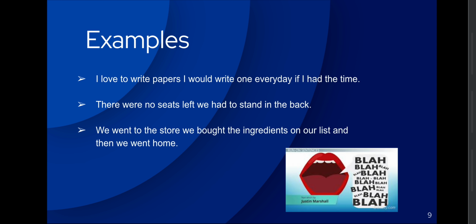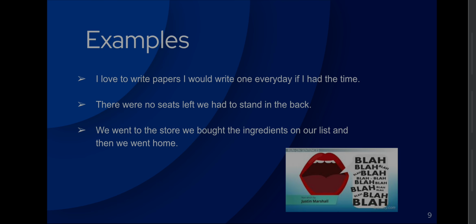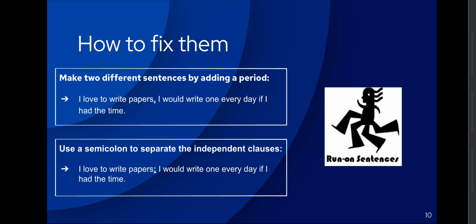Again, there are multiple ways to fix or correct a run-on sentence. The first one, make two different sentences by adding a period, which will give you, I love to write papers. I would write one every day if I had the time. Here, the period marks a pause to start with the new point. The second one is using a semicolon to separate the independent clauses, which gives you, I love to write papers; I would write one every day if I had the time. Here, the semicolon gives a break to the reader and starts the next phrase with a different point.